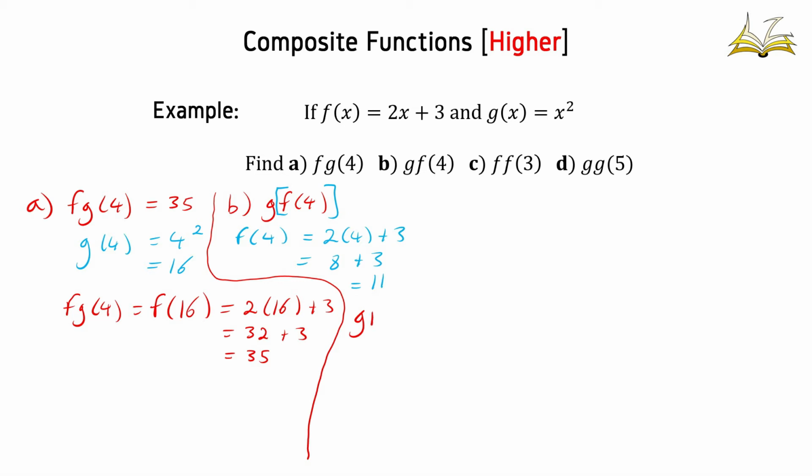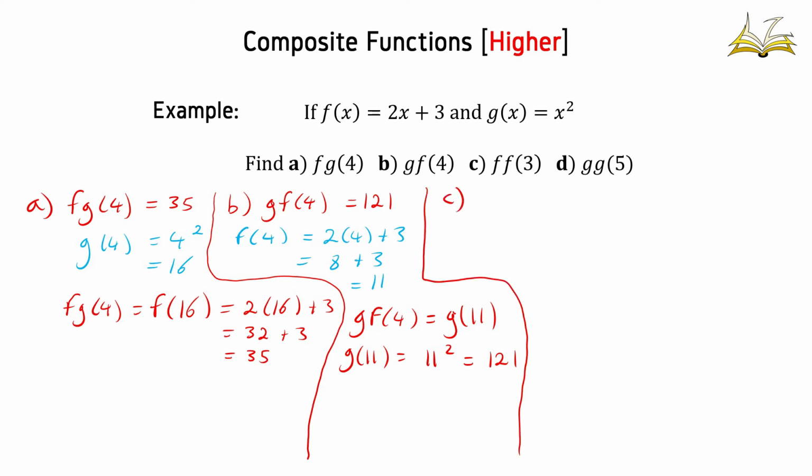gf of 4 is now equal to g of, we know f of 4 is 11, so g of 11 is what we need to find. So g of 11 is 11 squared, which is 121. So the answer to the question, part B, is 121.